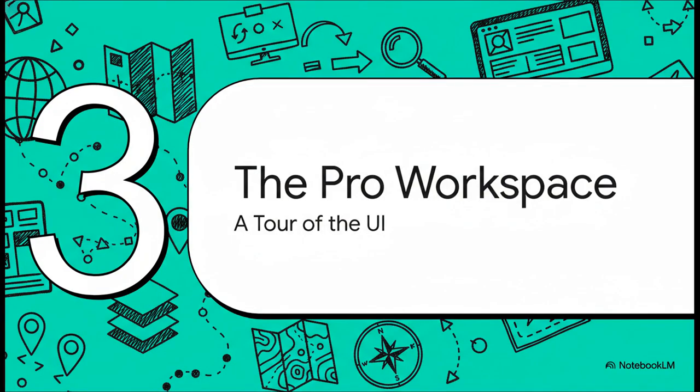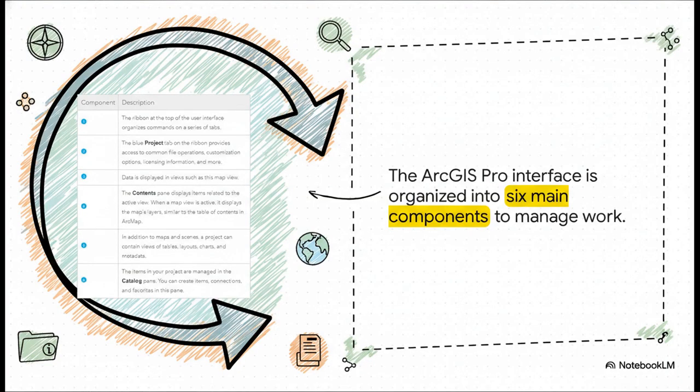Now we get to the really fun part. Let's fire up ArcGIS Pro and take a look around the workspace. Now, fair warning, if you're coming from an older program, it's going to look a little different, but stick with me. It's actually super intuitive once you know your way around. And here it is. This is your command center. I know, it might look like a lot at first glance, but everything has its place. It's all been organized pretty logically to make sure your tools and your data are always just a click away.